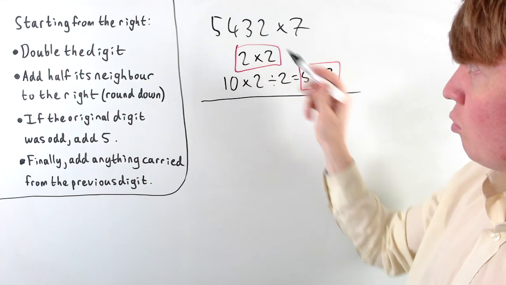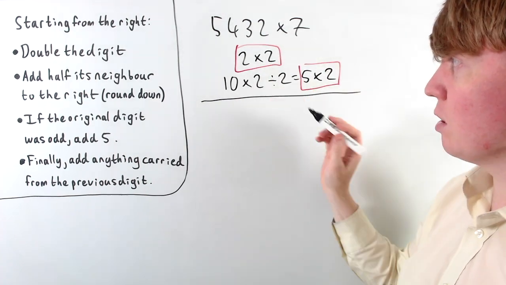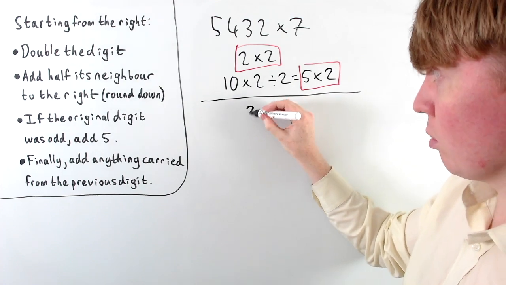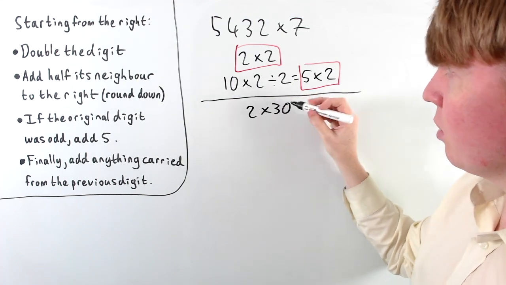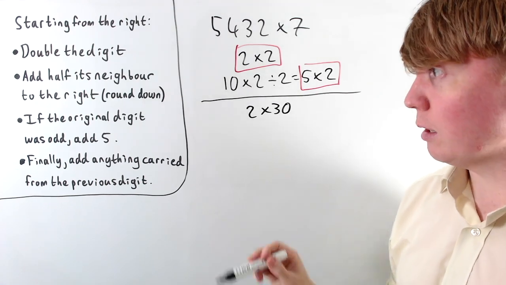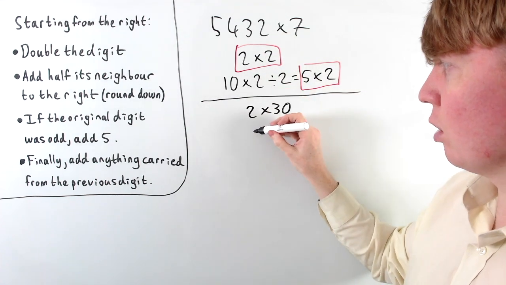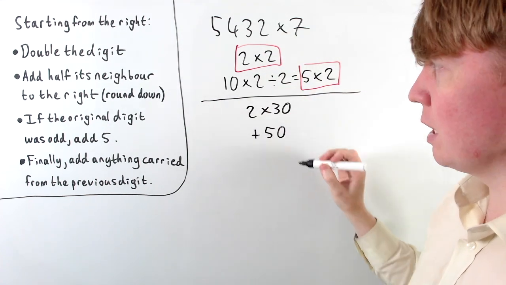Then when we look at the 3 in the tens column, this is a little bit more complicated. So the 3 in the tens column, we doubled this, which I'll write as 2 times 30, because the 3 really represents a 30 there. But then we also had this step where, because 3 is odd, we add 5 in the tens column. So we also add 50 here.